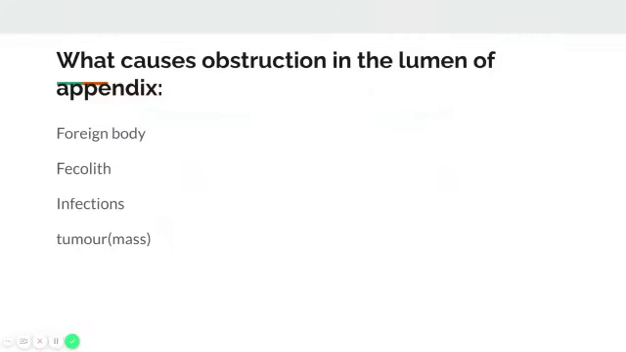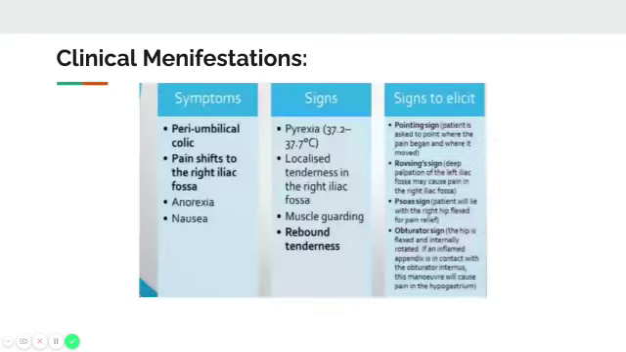Now, this is a very important OSCE question. What causes obstruction in the lumen of the appendix? It might be a foreign body, fecalith, infections, or tumor. Now, moving to the clinical manifestations, there might be periumbilical colic, anorexia, nausea, low-grade fever, tenderness in the right iliac fossa, and rebound tenderness. And the signs you have to elicit are pointing sign, Rovsing sign, psoas sign, and obturator sign.